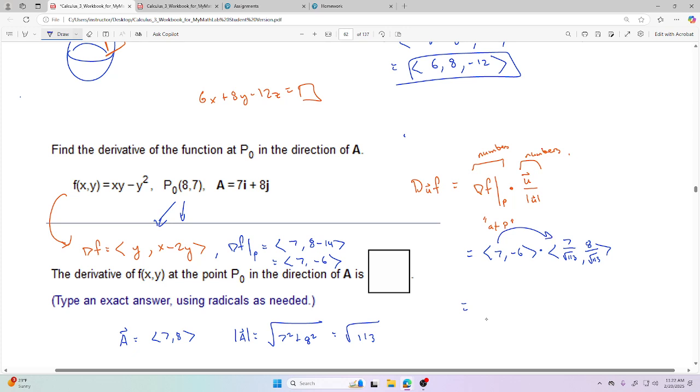What's 7 times 7? Bam! So 49 divided by that square root, plus, what's -6 times 8? -48. Very good. Same denominator. Hey, look, I got a common denominator. And just so that I'm super annoying with you guys, I'm so sorry. There you go. Chad, you're annoying me so bad right now.